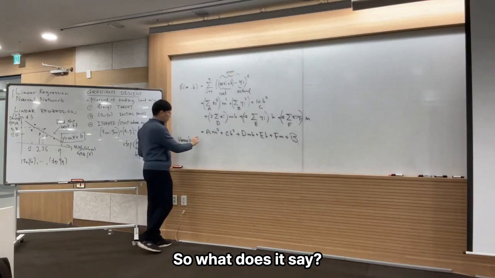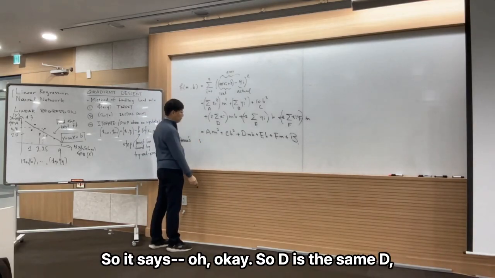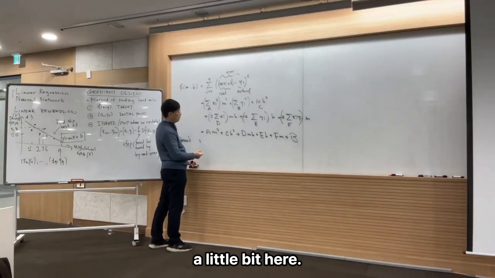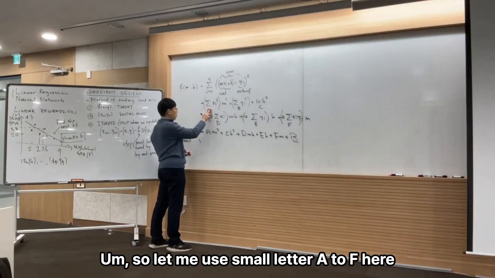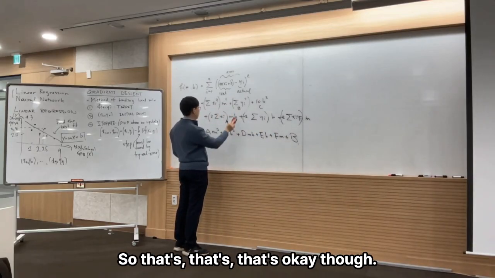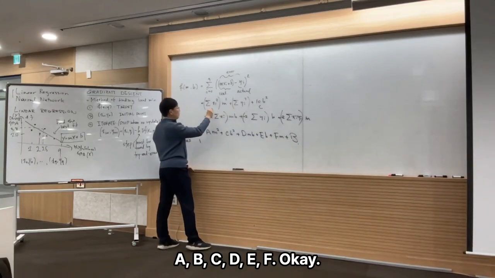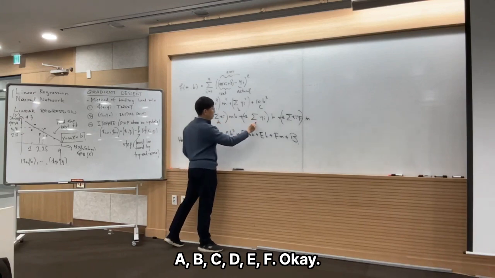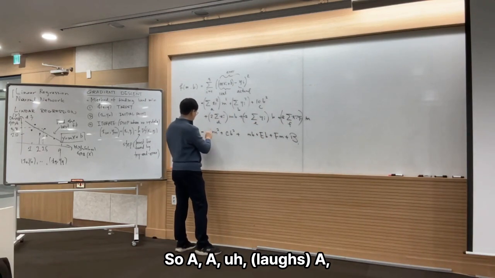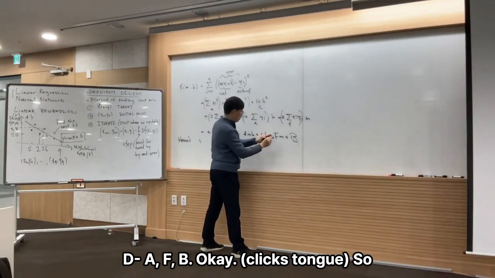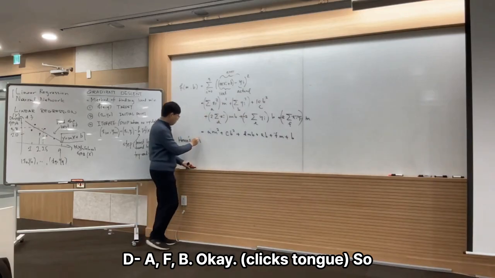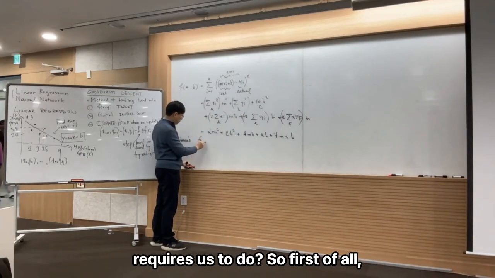So what does it say? Okay, D is the same D, so it might confuse a little bit here. So let me use small letters a to f here, because I don't want that confusion. F is also the same F. So that's okay. So a, b, c, d, e, f. Okay, so what does the Hessian method require us to do?